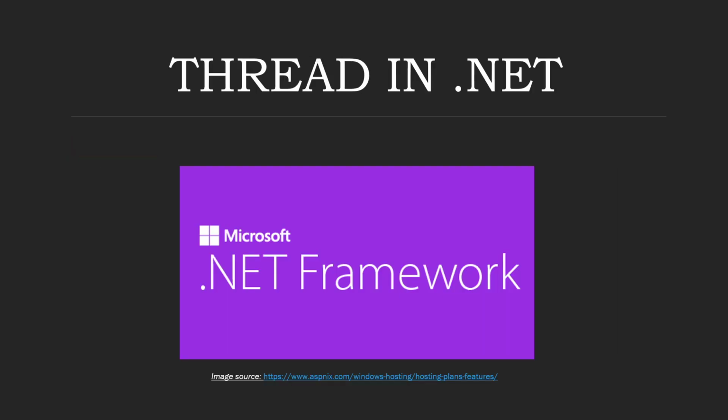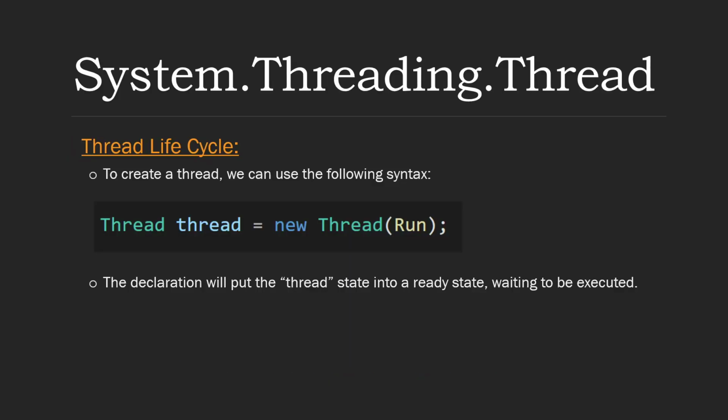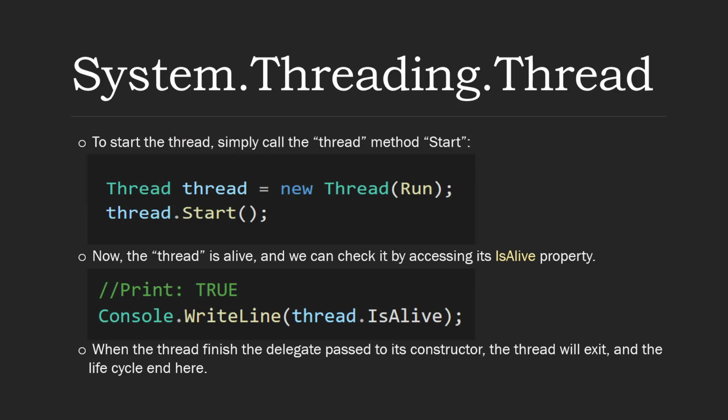Now let's talk about threads in the .NET framework. To create a thread, we can use the following syntax. Here, I create an instance of the Thread class and then pass in a delegate action function, which is run. The declaration will put the thread into a ready state, waiting to be executed. To start a thread, simply call the thread method Start.